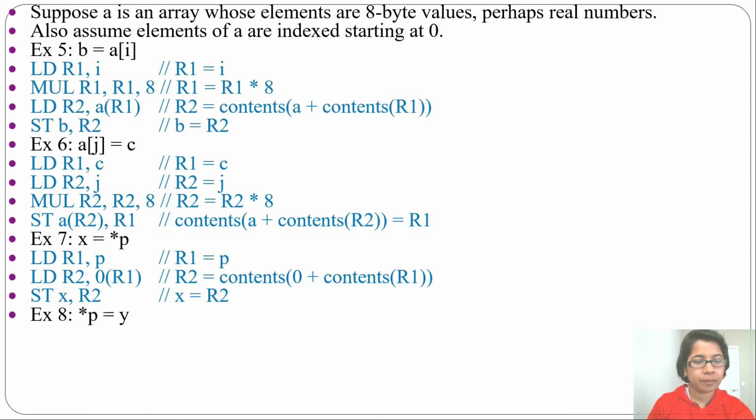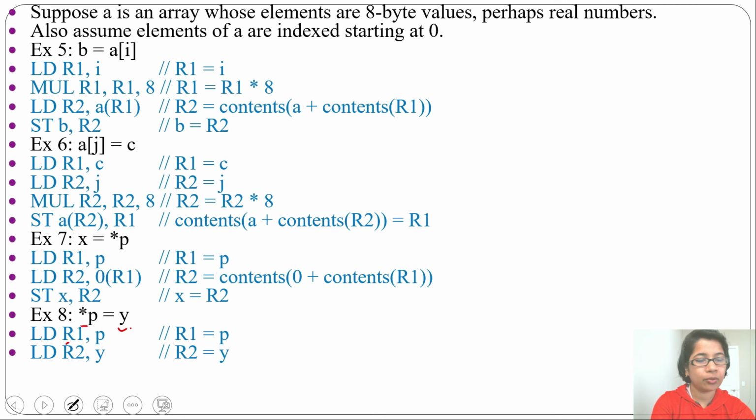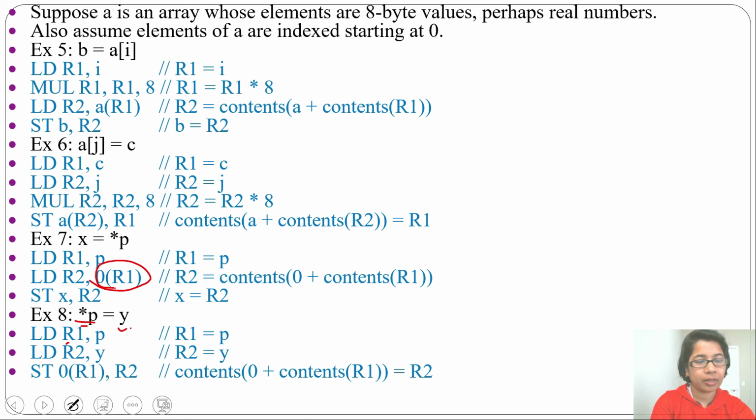Next, example 8, pointer p equal to y. First I need to load p into a register R1. Then I need to load y into a register R2. Next I will store y content into pointer p. So y content is in R2, and this we can write in pointer representation as store 0 of R1 R2. R2 contains y and 0 of R1 is content of R1 plus 0, then that content. So whatever the R2 content will be stored in this pointer.